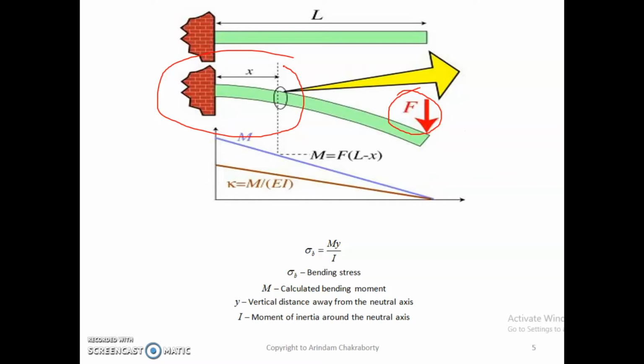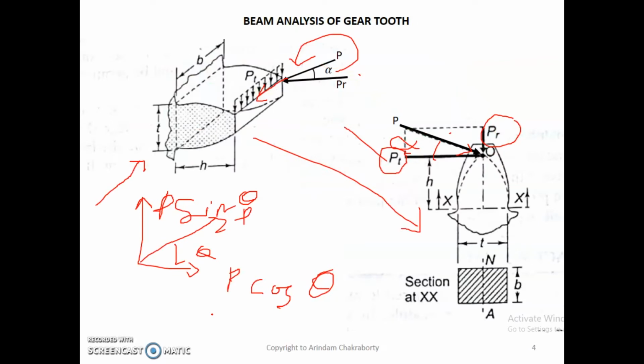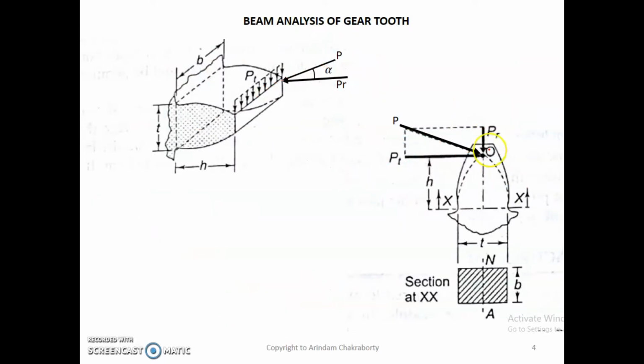What is bending stress? We have learned from our previous classes. Bending stress is My by I. M is nothing but the bending moment, or in other words, the approximated bending moment, and y is the vertical distance away from the neutral axis. I is the moment of inertia about the neutral axis. Now let us go back to the diagram and understand what our point of consideration is, what our neutral axis is, and so on.